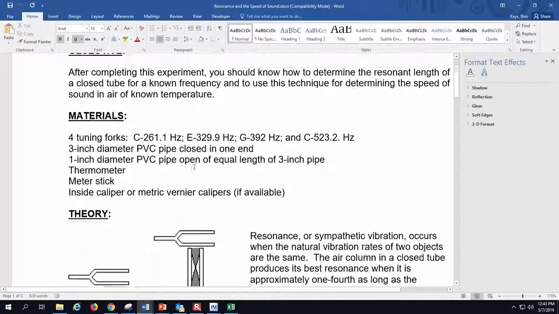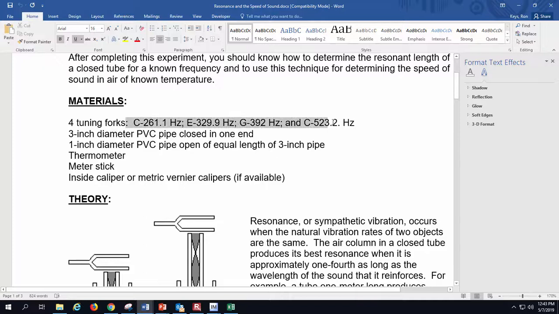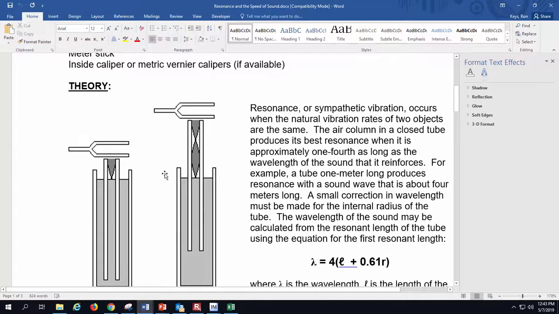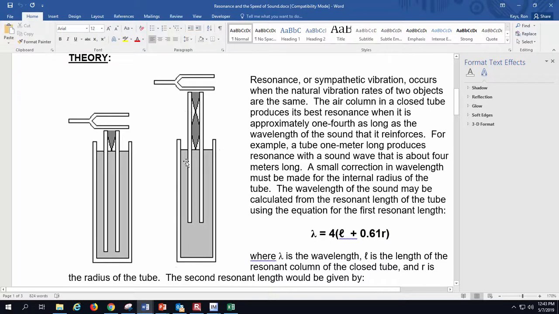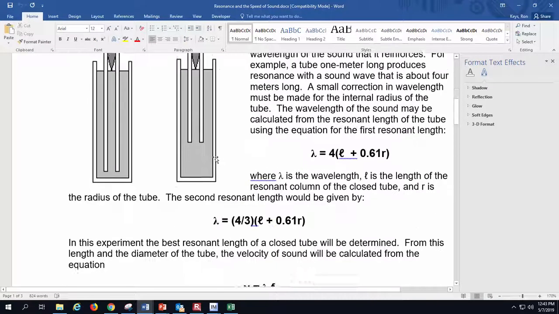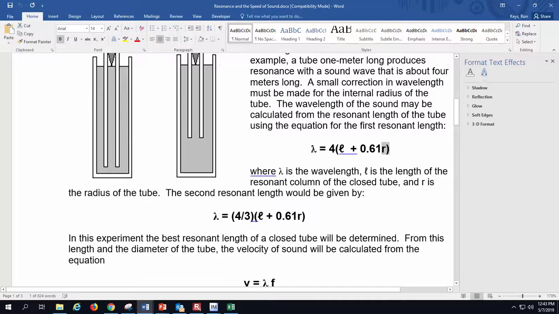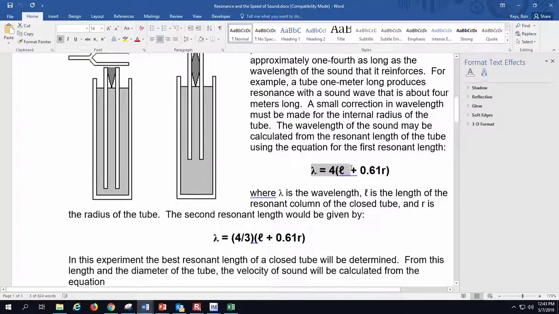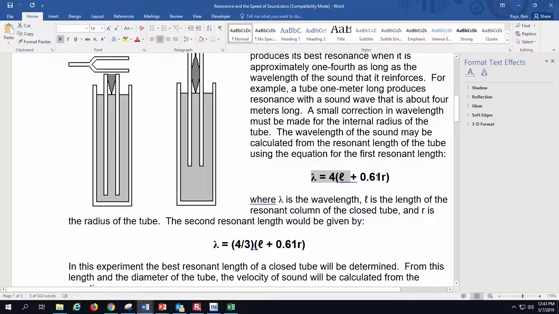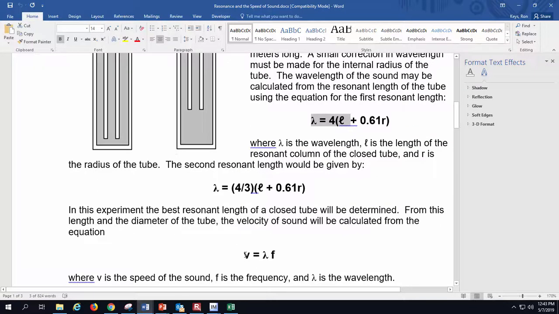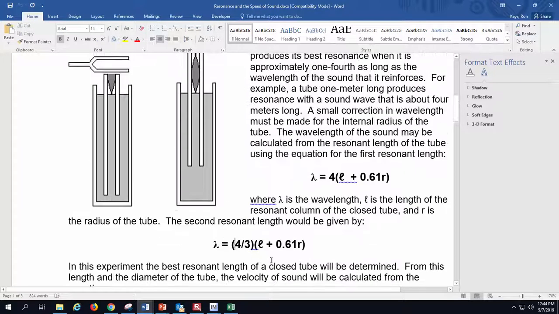If I go to the lab, again, 4 tuning forks: 200, 300, 400, 500. The tube is going to look like this. So this is the fundamental, first overtone. And then there is a correction factor for the radius of the tube. So the fundamental is not just 4L. It's 4L plus 0.61R. And then the second resonant length has a correction factor as well for the radius.